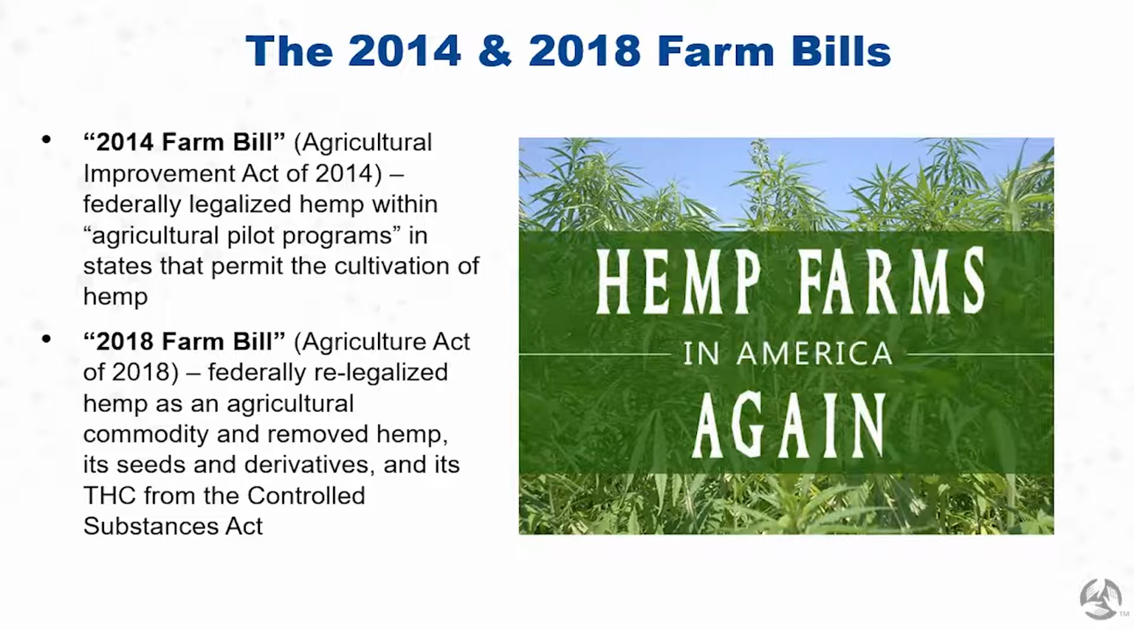And it allowed institutions of higher learning and state departments of agriculture in states that had passed legislation or that were willing to pass hemp legislation, gave them authority to, 1, promulgate rules to create these agricultural pilot programs, and 2, for the institutions of higher learning to start to grow hemp.